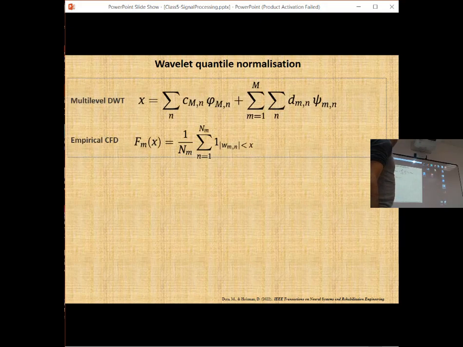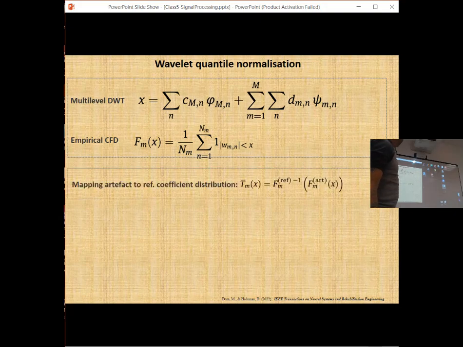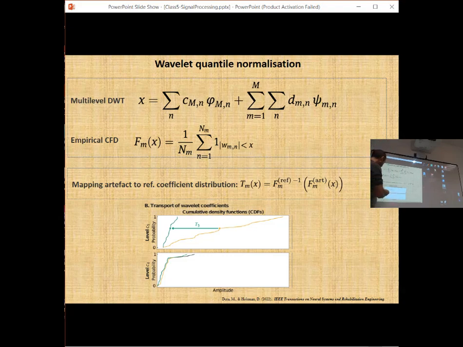Okay. So you calculate from this the empirical cumulative distribution function. You look at all the coefficients that are less than something, as a function of x, and when you exhaust everything, this will go from 0 to 1. So I take all the coefficients I have, and I look at the cumulative of those coefficients. So this is the cumulative of the artifact, and this is the cumulative of the good signal.